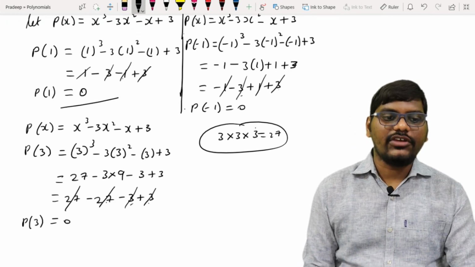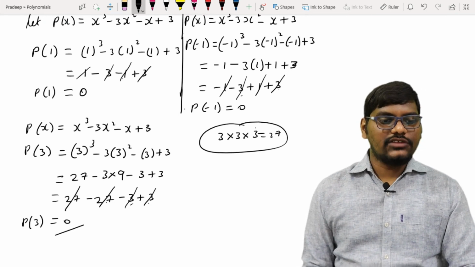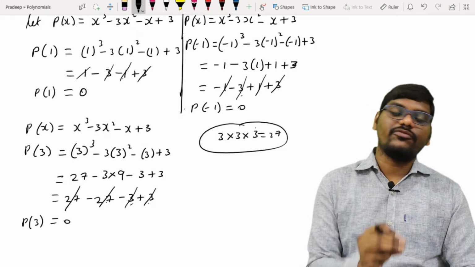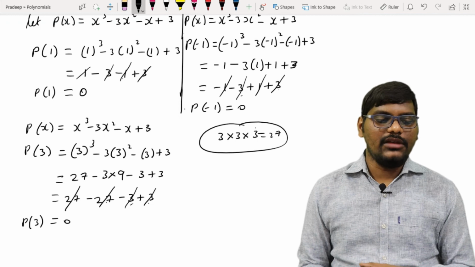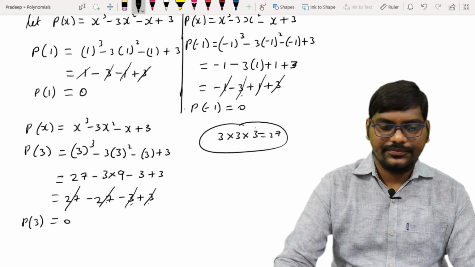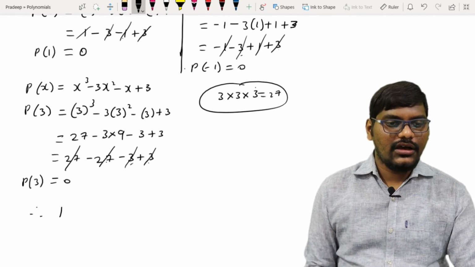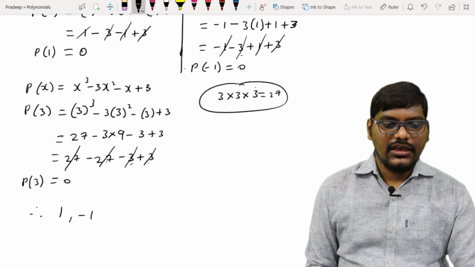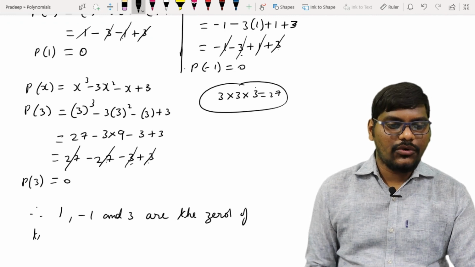So p of 1 we got 0, p of minus 1 also we got 0, p of 3 also we got 0. So whatever zeros of the polynomial which they gave, that was perfect. So they are the zeros of the polynomial. We'll use that and go forward. So I can write here, therefore 1, minus 1, and 3 are the zeros of the polynomial.